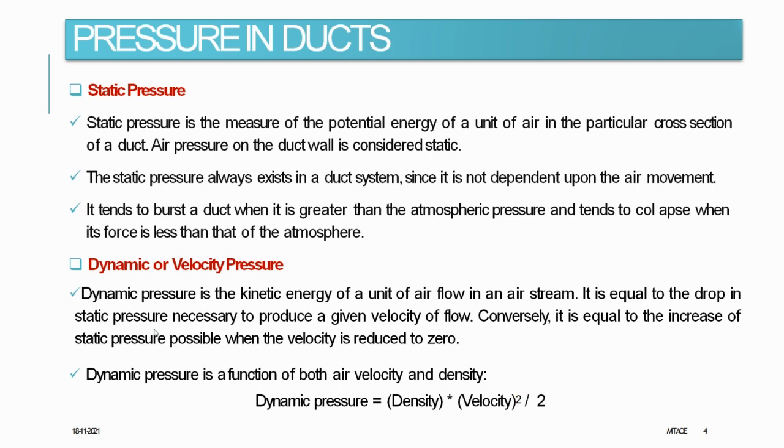If there is static air present inside the duct, and we provide some velocity to that air, it will exert some extra pressure. That is called velocity pressure or dynamic pressure. The dynamic pressure is a function of both air velocity and density. Dynamic pressure is given by density multiplied by velocity square divided by 2, rho v square by 2.